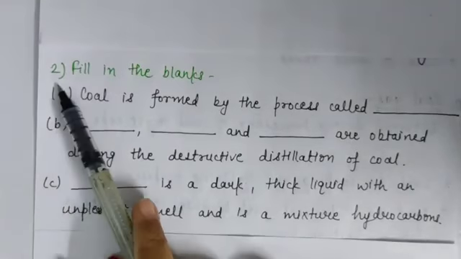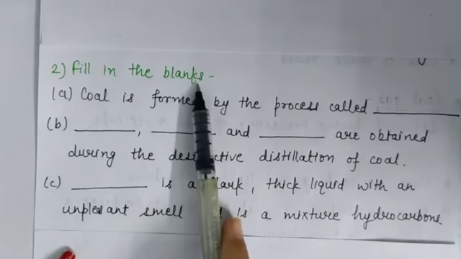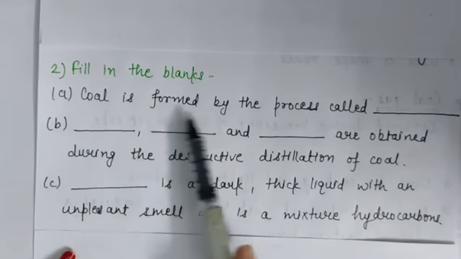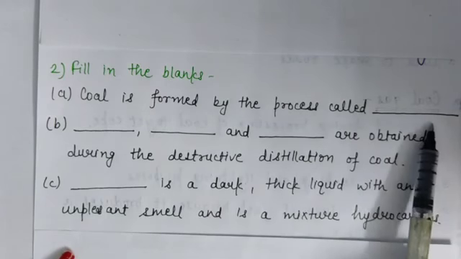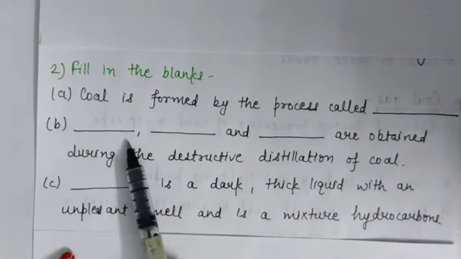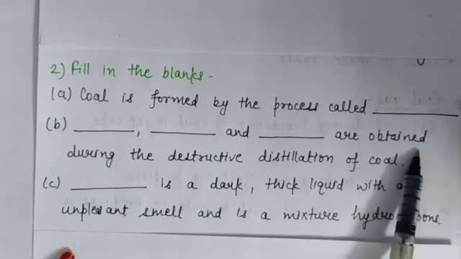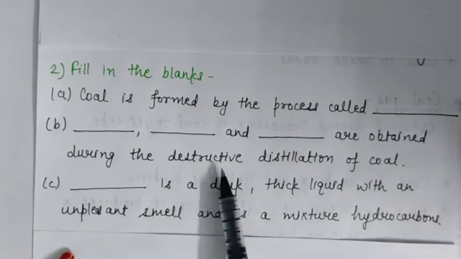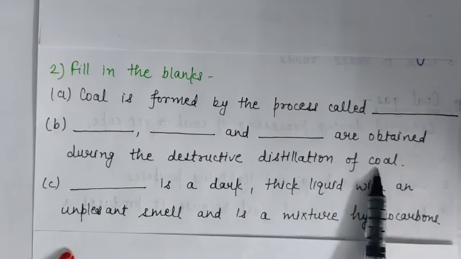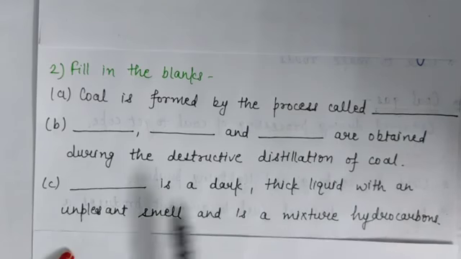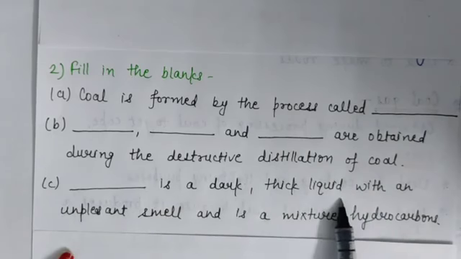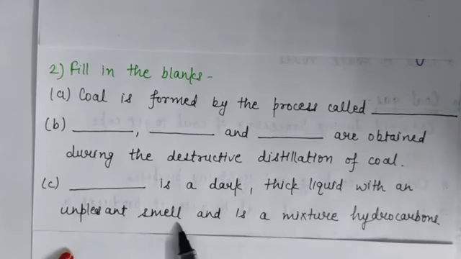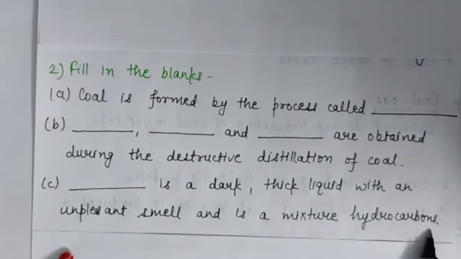Now the second question is fill in the blanks. A part: coal is formed by the process called dash. B part: dash, dash and dash are obtained during the destructive distillation of coal. C part: dash is a dark, thick liquid with an unpleasant smell and is a mixture of hydrocarbons.